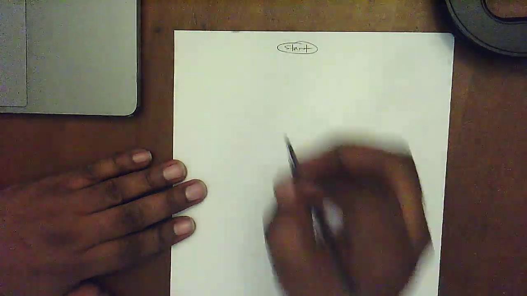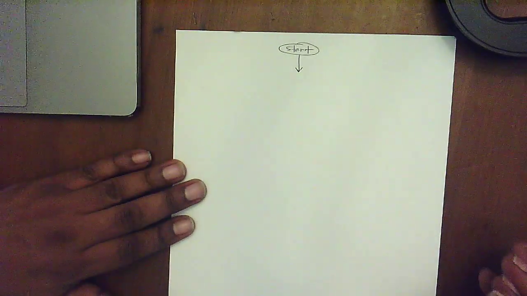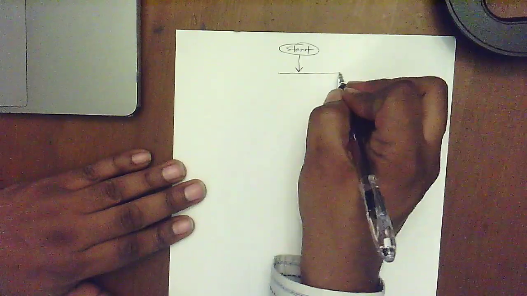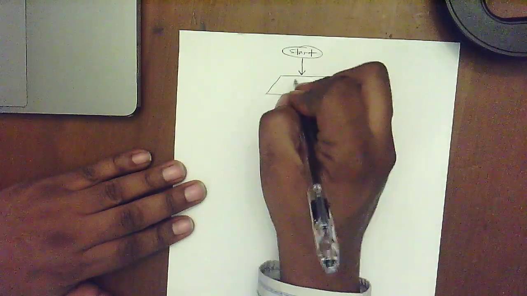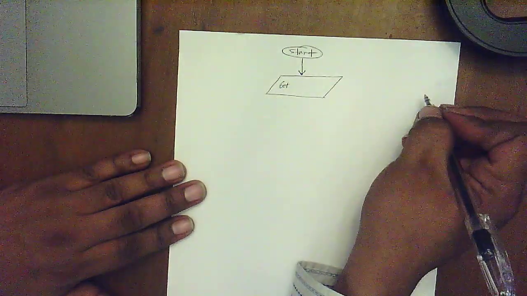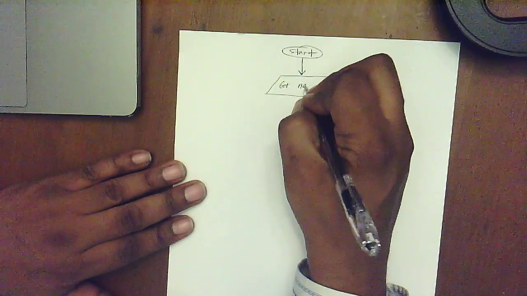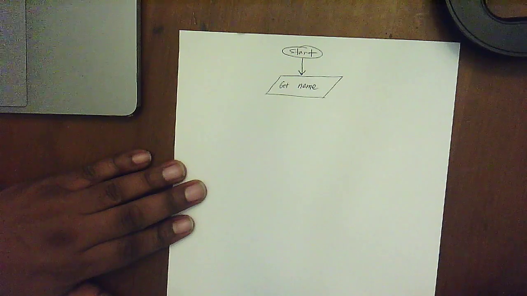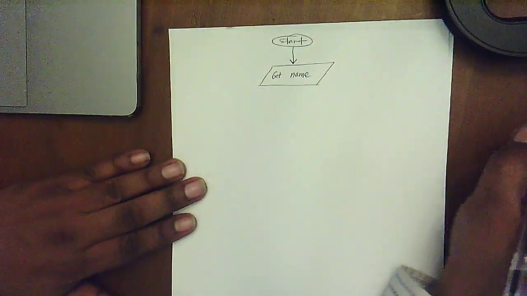So we got our start right here, and this time, before we display something, we're going to get input. We want to get something and put it in a variable called name. Get name. That's going to be the name of our variable, name.